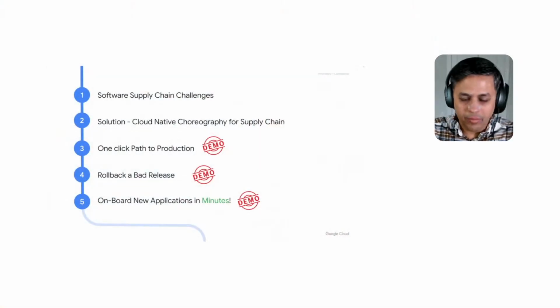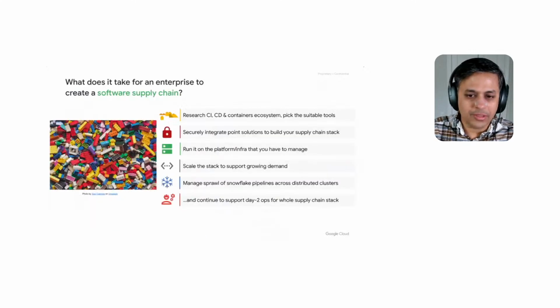We'll go through the demonstration of the solution in three parts. In the first part, I will talk about an application rollout, next version of the application rollout and push to production. We'll then talk about a rollout of a bad release, or a rollback of a bad release. And in the end, the most exciting part, where we show the application onboarding and the experience of application onboarding in minutes using the solution that we have built. So let's understand the challenges first.